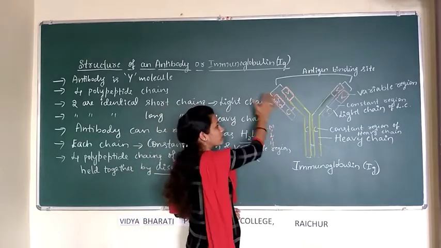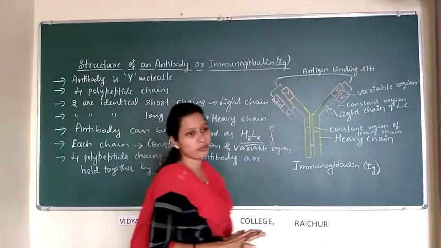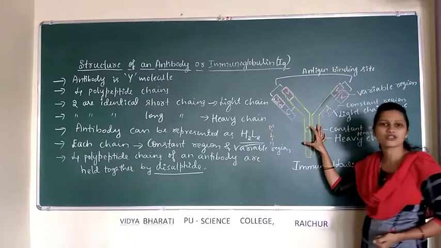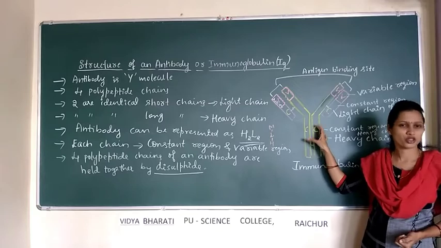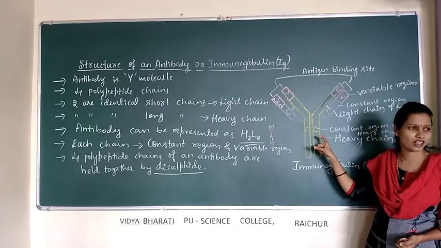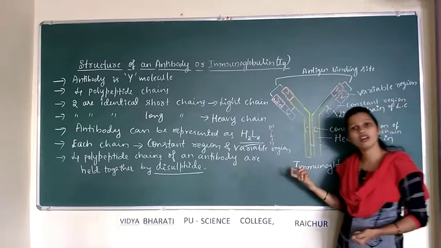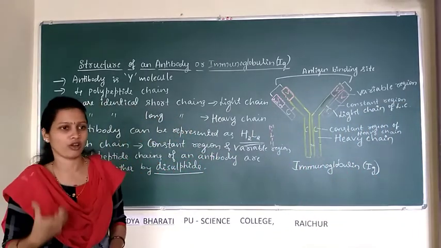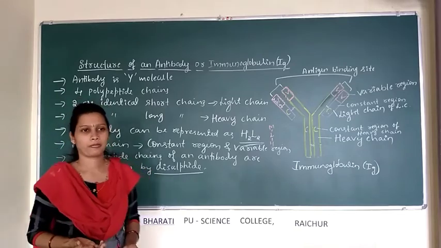This is about the structure of an antibody or structure of an immunoglobulin. This is very, very important. Usually this question will be asked for 3 marks: draw a neat labelled diagram of the structure of an antibody or immunoglobulin, or explain the structure of an antibody molecule or immunoglobulin.